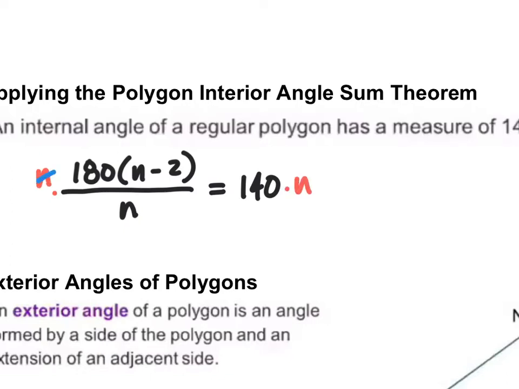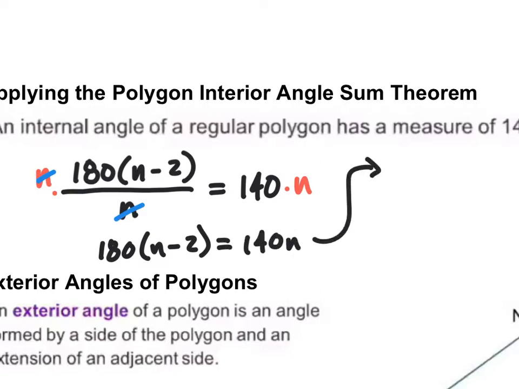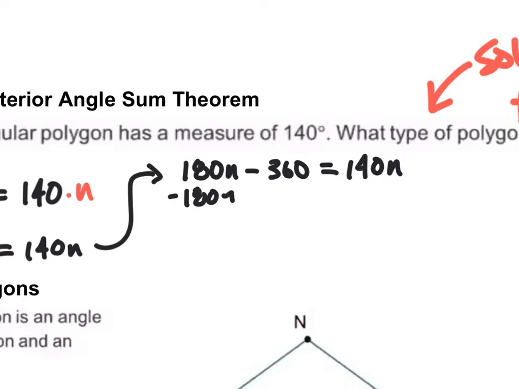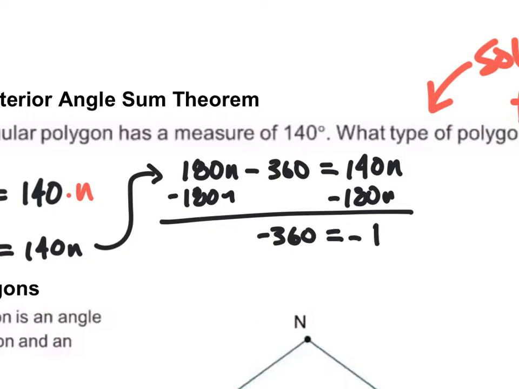Okay, so these n's divide out. You are then left with 180 times n minus 2, and that's equal to 140n. I'm going to do this problem up here. What I'm going to do first is distribute my 180. So I'm going to get 180n, minus 180 times negative 2, which is 360, and this is equal to 140n. Now, if I subtract 180n, then we end up getting negative 360 is equal to negative 40n.